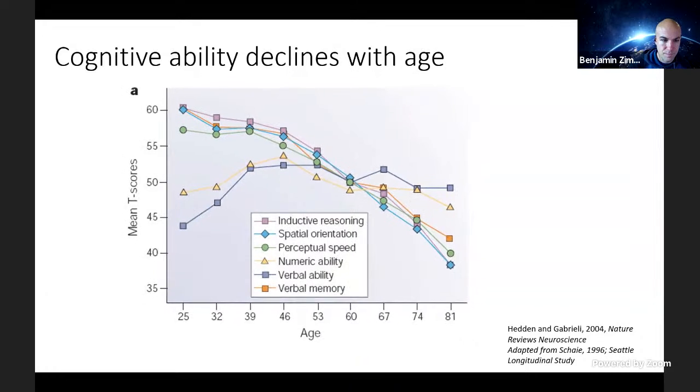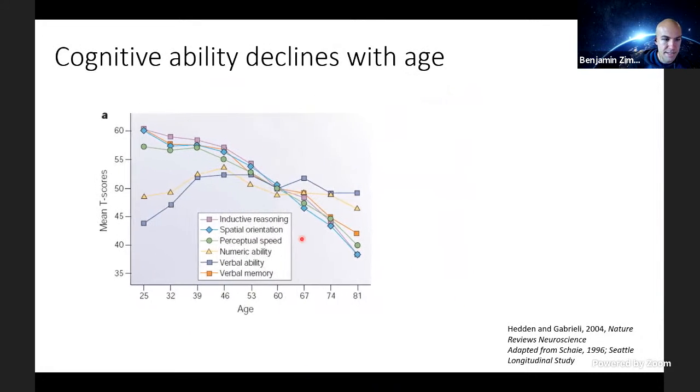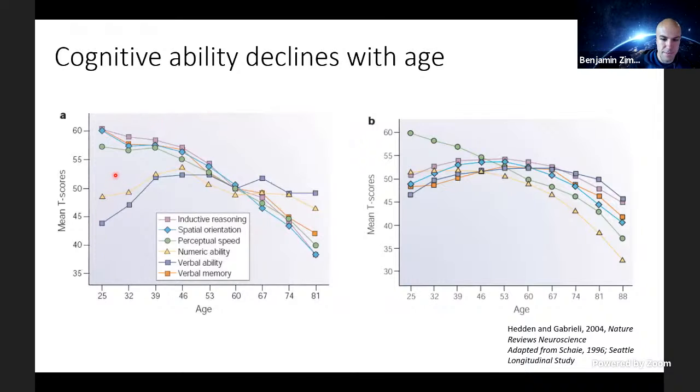Okay, so interestingly, this is the more common graph that you'll see. But if you look at longitudinal trajectories where you follow an individual across time, you usually see a much more optimistic picture. So perceptual speed, that's in green here, still seems to decline pretty linearly across the lifespan. But for many other domains, there seems to be good stability on average until around the mid-60s. And either way, in both of these pictures, we observe that later in life, cognitive abilities tend to decline.